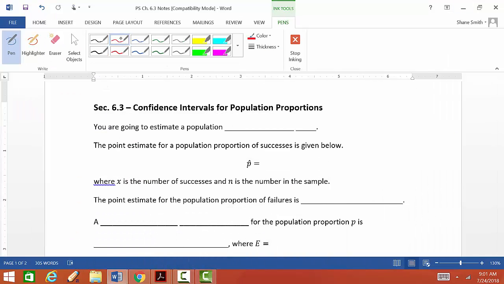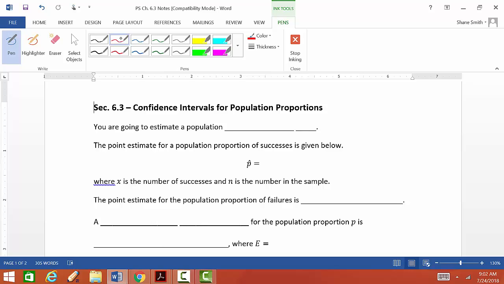Alright, so the last section in Chapter 6 that I'd like to go over with you guys is confidence intervals for population proportions. The first two sections we talked about confidence intervals for the population mean. So this is when we have quantitative data and we want to estimate the mean of that entire population. But sometimes you don't have quantitative data. Sometimes you have qualitative data.